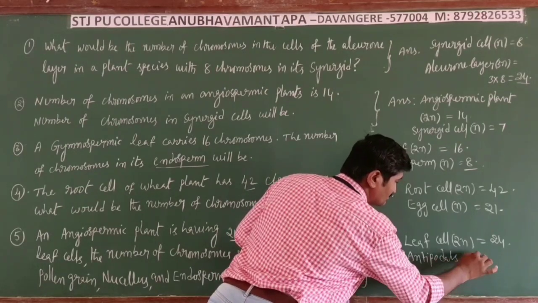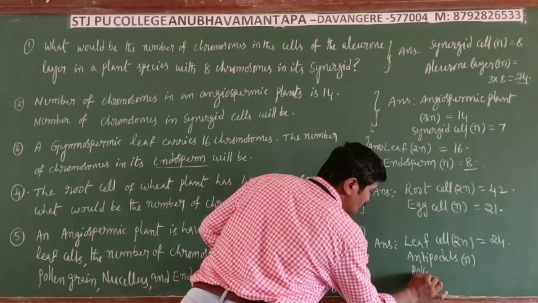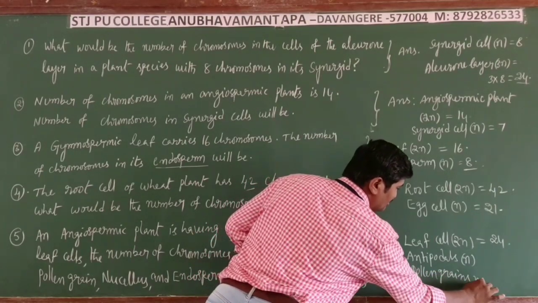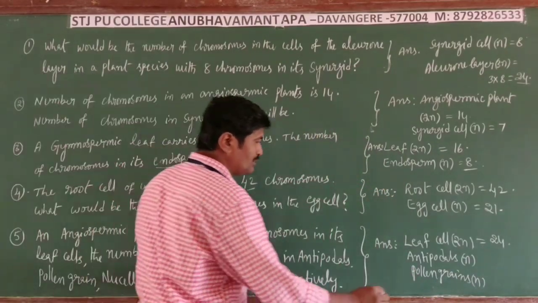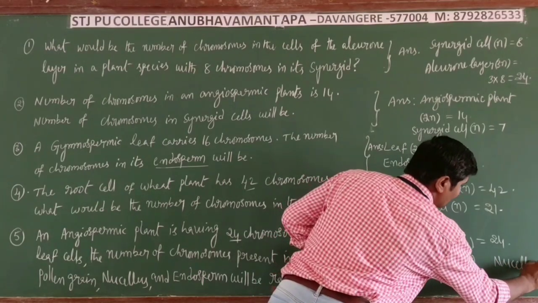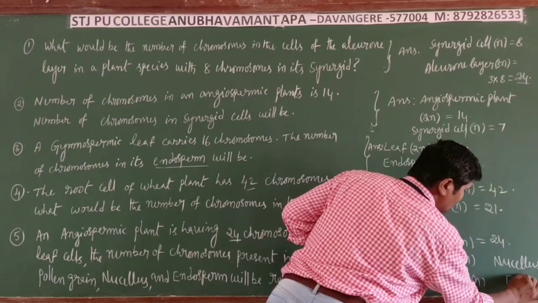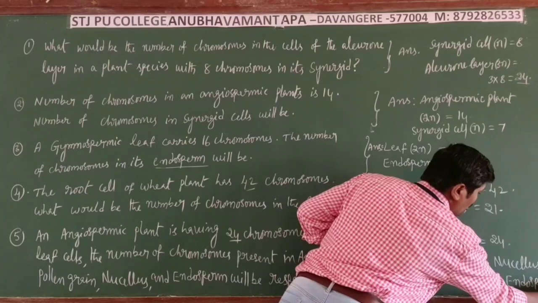Haploid. Pollen grains, haploid. Next one, nucellus, diploid. Endosperm, triploid.